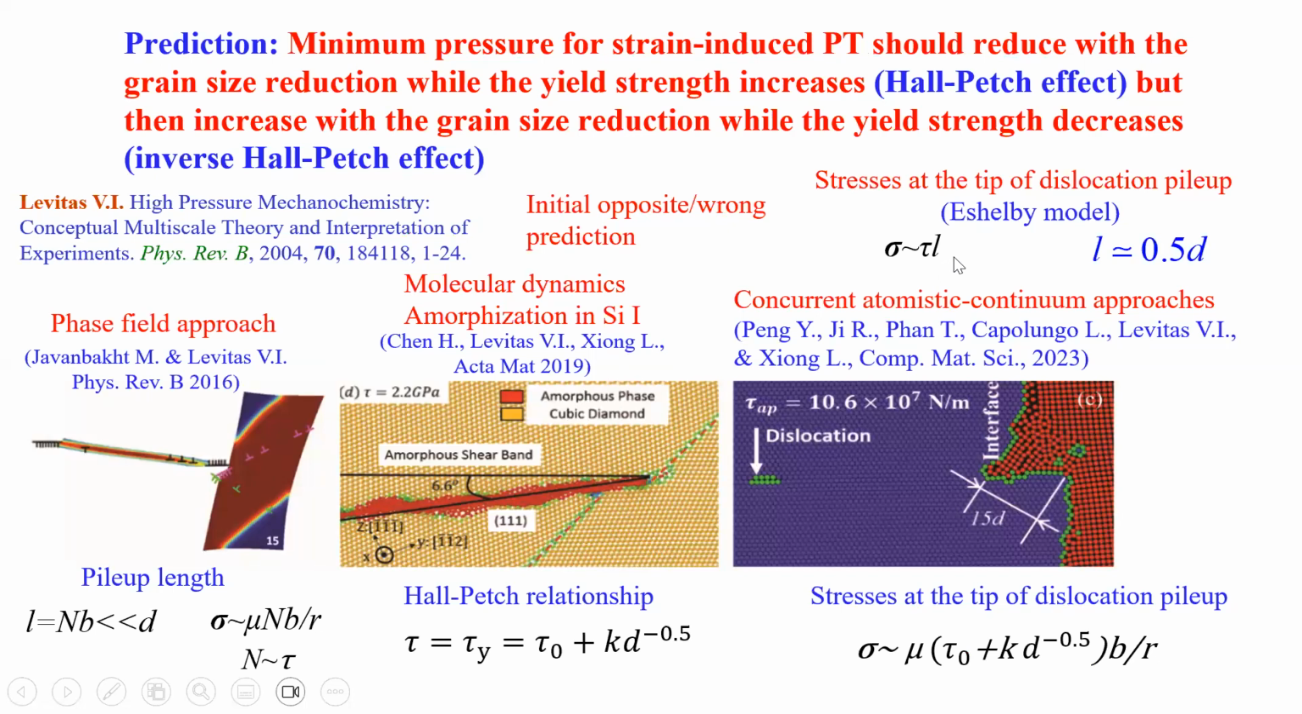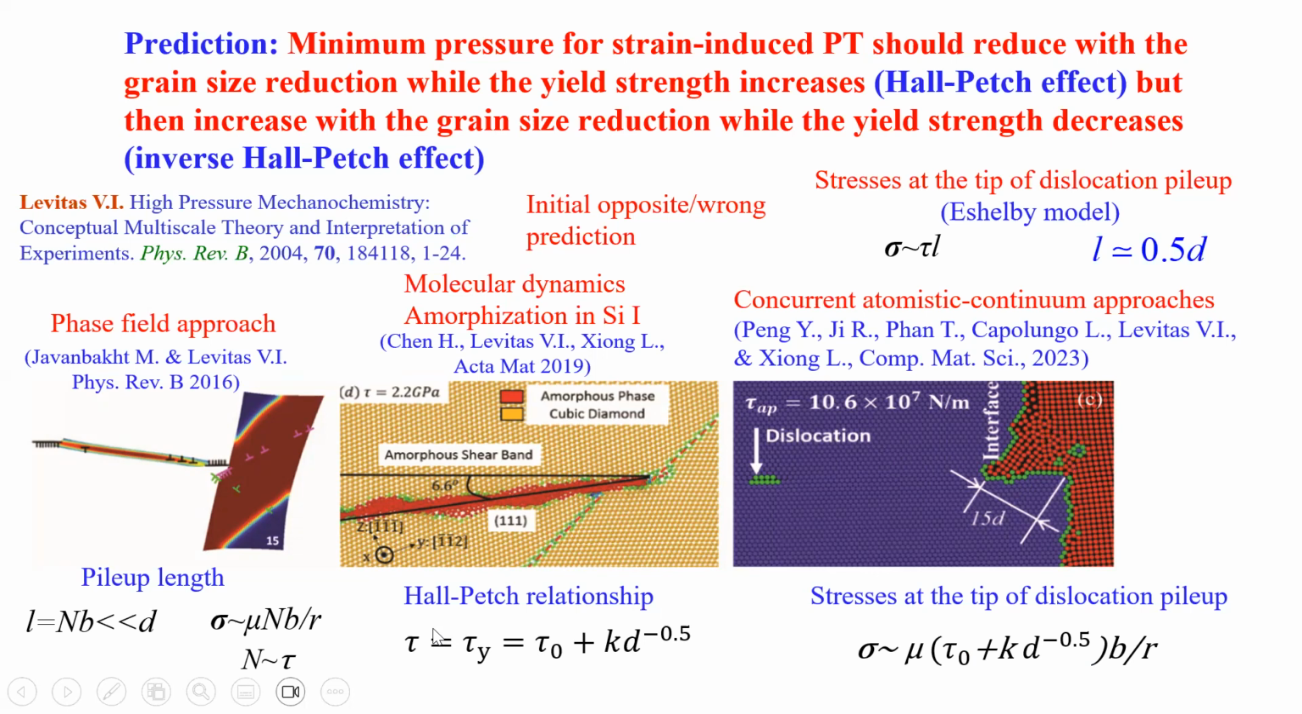Well, it's not a shame to be fooled, but it's a shame to remain fooled. So we have to correct this, right? And over the years, we realized, using our phase field simulations, molecular dynamics simulations, and also concurrent atomistic and continuum approaches, that under high shear stresses, the dislocation pileup is localized at the grain boundary. So it's much smaller than the grain size, and it's independent of grain size. And this is like a super dislocation.